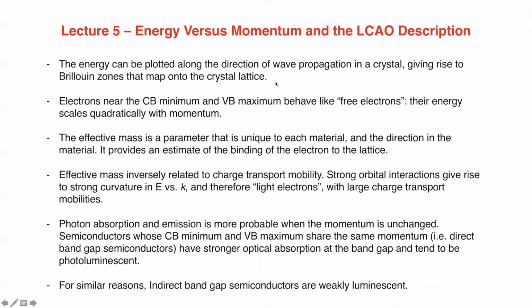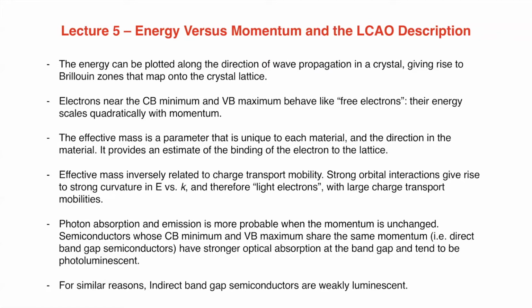So just a few conclusions from this section. The energy can be plotted in reference to a direction in the crystal using the Bloch functions and treating K as a vector. And the various Brillouin zones that you get map onto the crystal lattices, and there's all these symbols for the various points there telling you about how K varies along that direction.